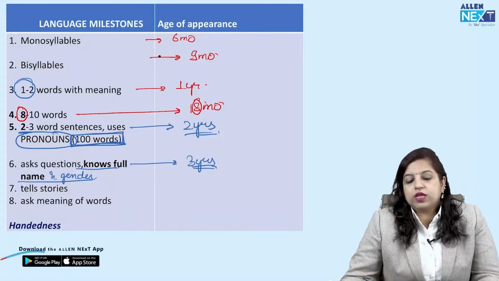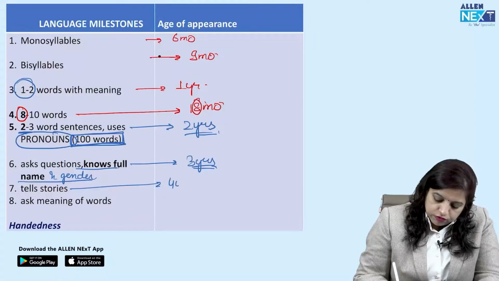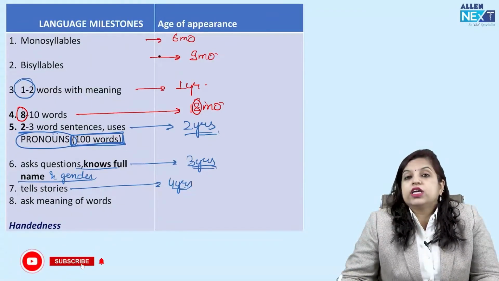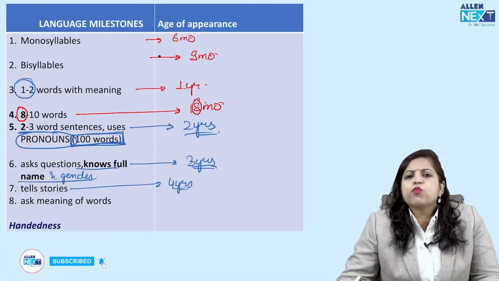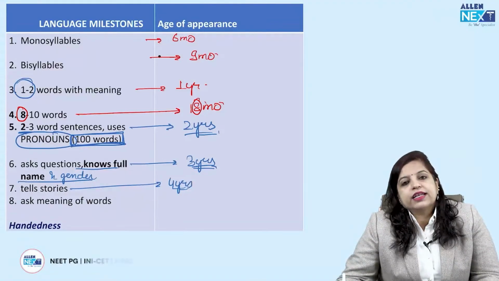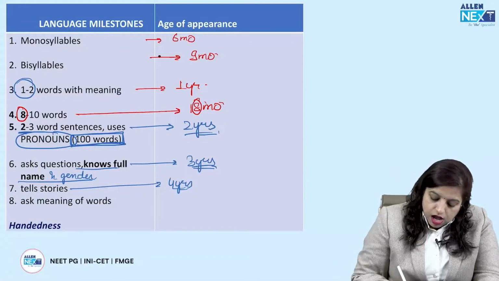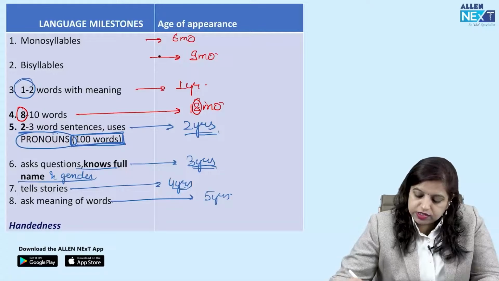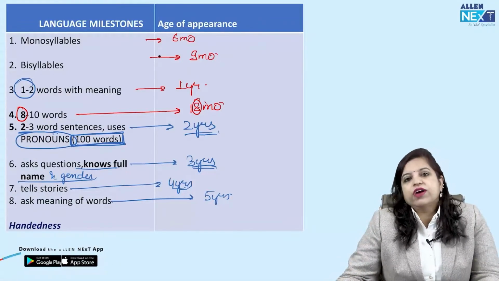Tell stories at 4 years of age. Later on also we will write what all he can do at 4 years. So there you will say he tells stories, he tells poems, that comes at 4 years of age. And ask the meaning of words at 5 years of age. Now what has come in your previous year examination? We need to revise that also.